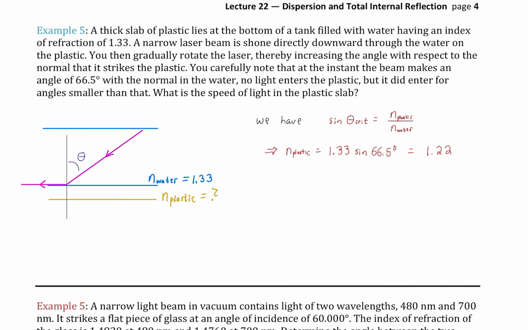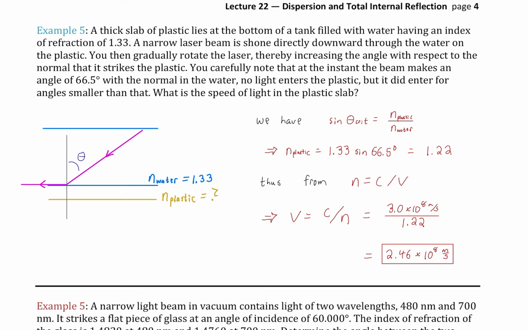Now we're going to use that index of refraction and relate it to the velocity of light. Here's the relationship between the velocity of light in a vacuum, c, and the velocity of light in a transparent material, v, and the index of refraction of that material. So we simply rewrite this to solve for v, plug in our values, 300 million meters per second for the speed of light in a vacuum, divide by the index of refraction that we found, and we find out that the light is moving at 246 million meters per second in the plastic. So slower.